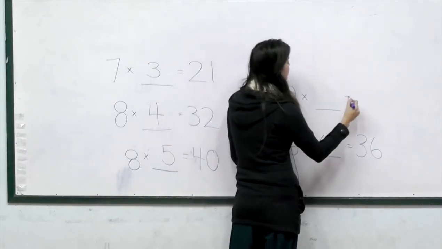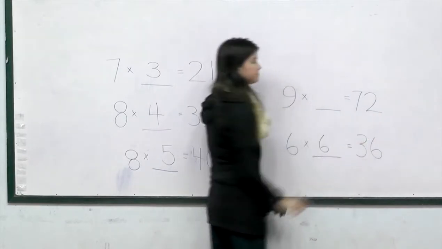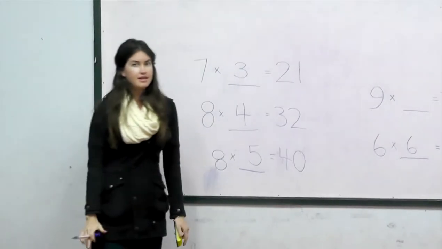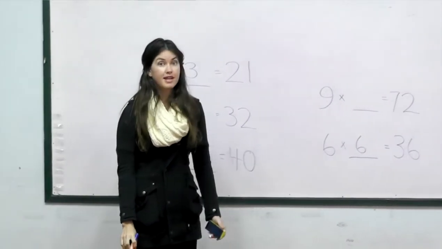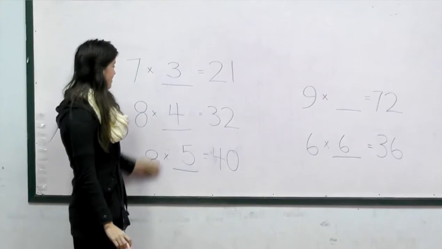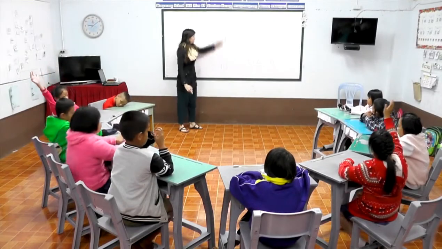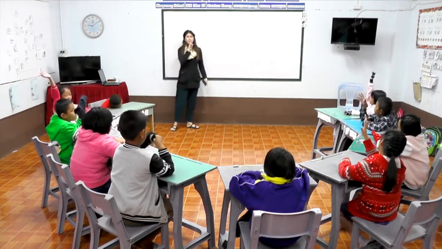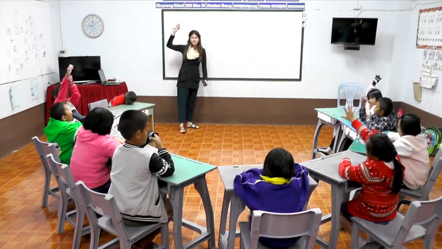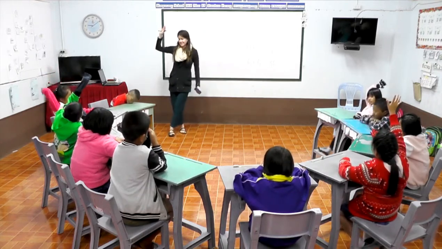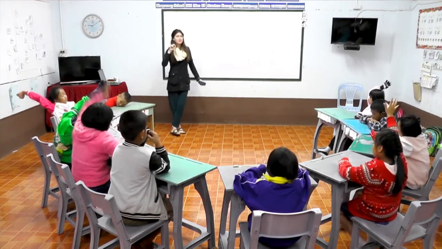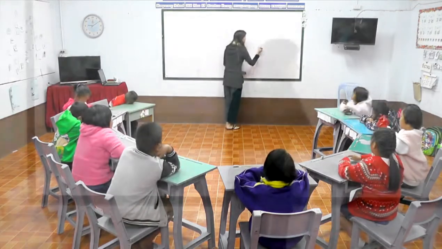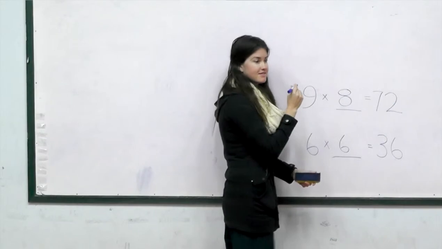Let's do a few more. 9 times what gives us 72? You can check it out on your fingers. Raise your hand when you have an idea. Let's wait for a few more, friends. Keep it secret. Okay, 1, 2, 3. 9 times 8. Great job. Did you use your finger trick for that one?